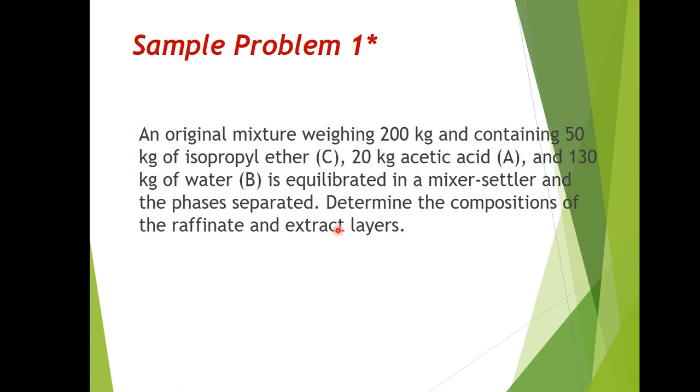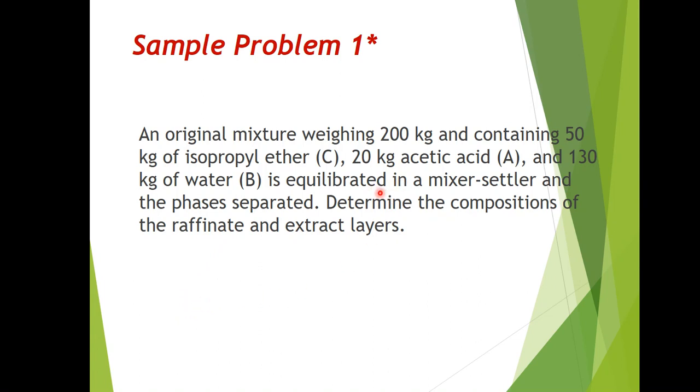So how do we determine the compositions of the raffinate and extract layers in this case? You are only given a mixture that is equilibrated, and we expect after some time, when equilibrium is reached, that it will be forming these two separate layers, the extract and the raffinate layers. We intend to know the composition of the extract and the raffinate layer in this case. So how do we go about determining that?